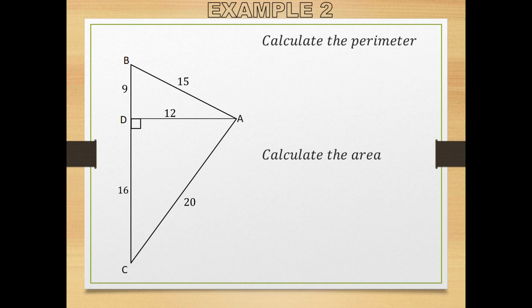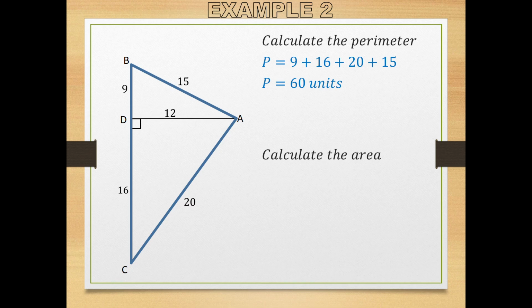Okay, so perimeter is basically I add all the sides together. So only the outside of the shape I add. So I'm going to say 9 plus 16 plus 20 plus 15. Don't worry about the inside. And I'm going to get 60 units. I say units because they haven't given me a unit. So usually when they do that, you just write units.